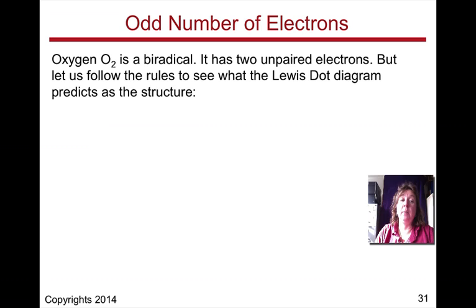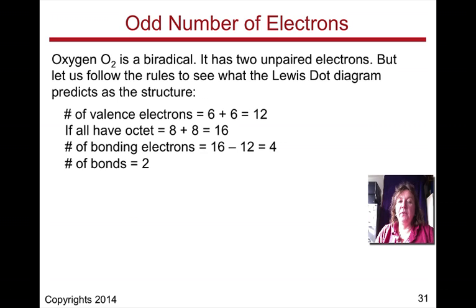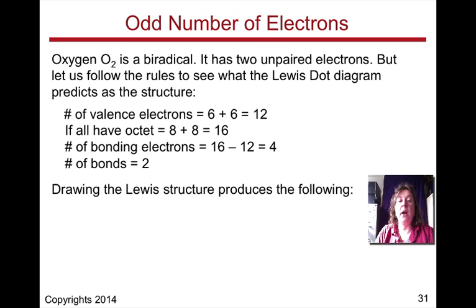An example of a stable radical is oxygen. So oxygen is a biradical. It has 2 unpaired electrons. But let us follow the rules to see what the Lewis dot diagram predicts as the structure. Number of valence electrons, oxygen is in group 6. 6 plus 6 equals 12. If everybody's got an octet, 8 plus 8 equals 16. Number of bonding electrons, 16 minus 12 equals 4. 4 divided by 2 equals 2 for our number of bonds. So that means that we should get the following Lewis dot diagram.